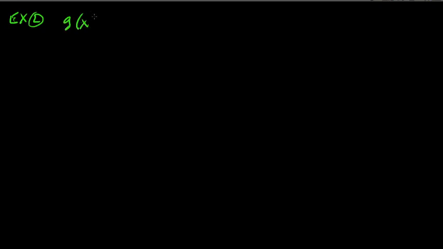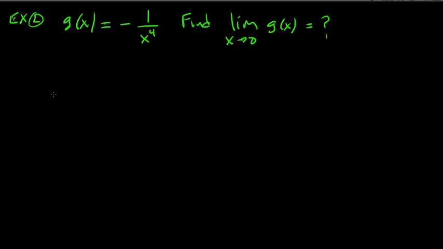I'll call it g of x this time. Right? Suppose this is just negative 1 over x to the 4th. Okay, and we want to find or evaluate the following limit. Limit as x approaches 0 of g of x. What is that limit? So this is the limit x is approaching 0 of negative 1 over x to the 4th.